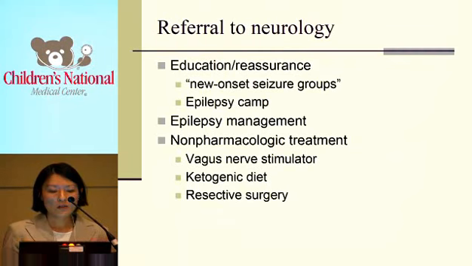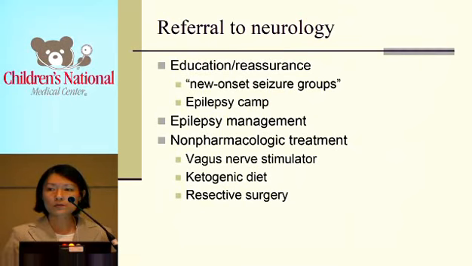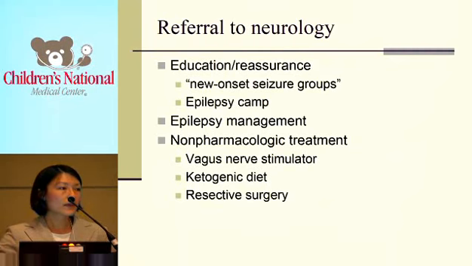In the fall at our Montgomery County Clinic site, we're actually going to start having new onset seizure groups. So families who are new to seizures are going to be able to have a forum where they ask questions, where they get to know each other. So some of that peer relationship that Cara Biddle talked about will hopefully come out from that.